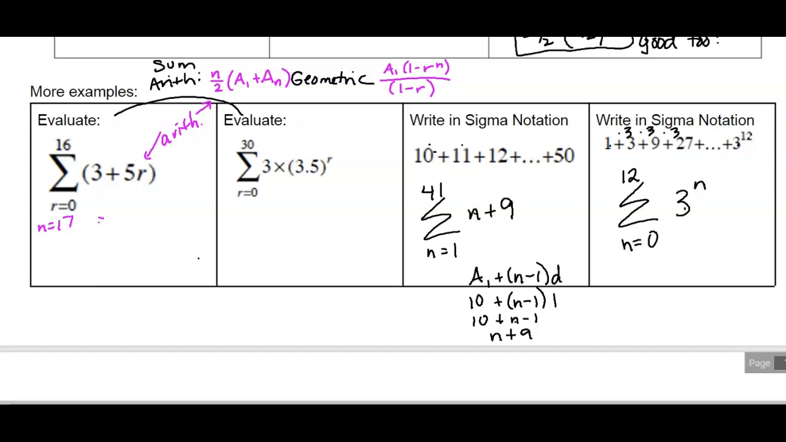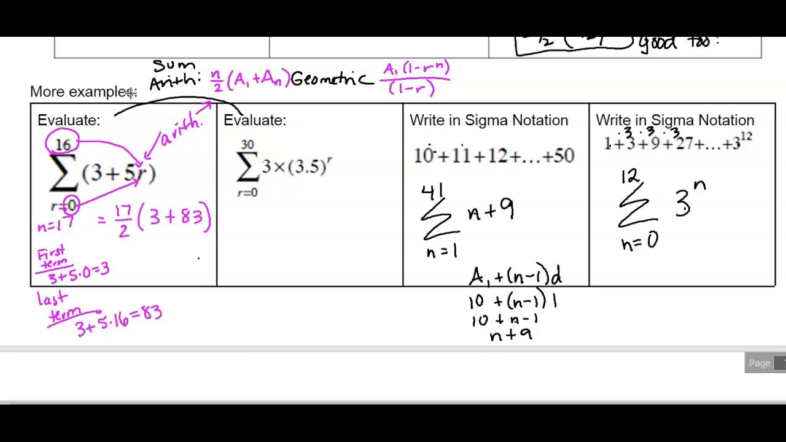So our sum is going to be n over 2. And then we need to find the first term and the last term. Remember, to get the first term, you're going to plug in 0 for your variable, because that's the first index number. So 3 plus 5 times 0, which gives us 3. And then we need to find the last term. The last term is when we plug in that top index number. So the last term is 3 plus 5 times 16, which is 83.